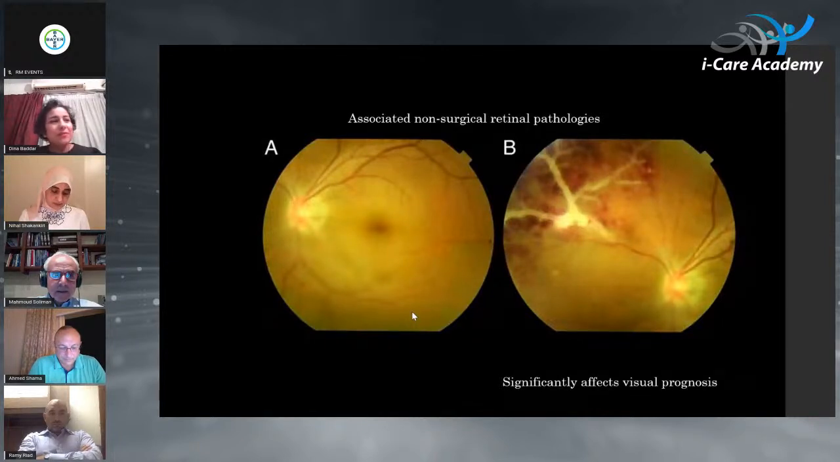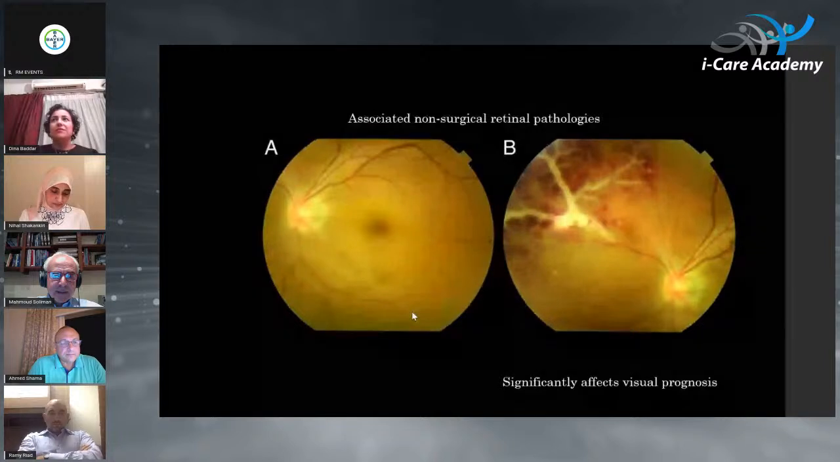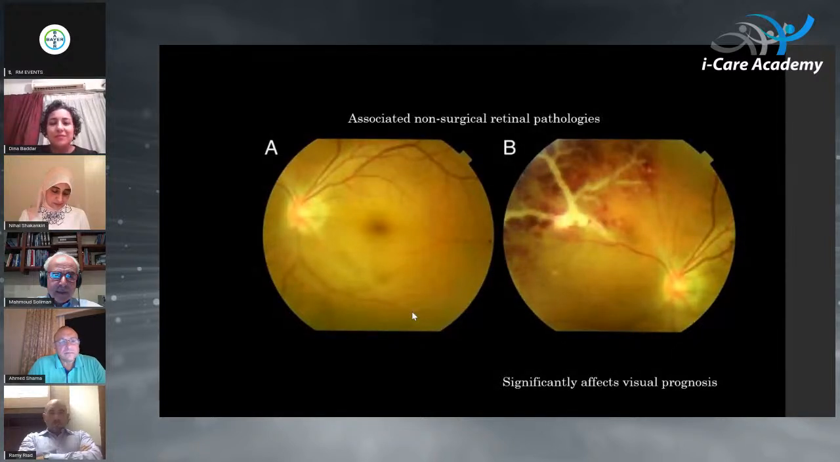Okay, excellent. Dr. Soliman, go ahead. I agree with Dr. Shama 100%. I mean, you really have to tackle the glaucoma first, which is usually the most difficult thing to do in uveitic patients. Cataract surgery is, I believe, an easy thing. Glaucoma is really a big problem in these patients.